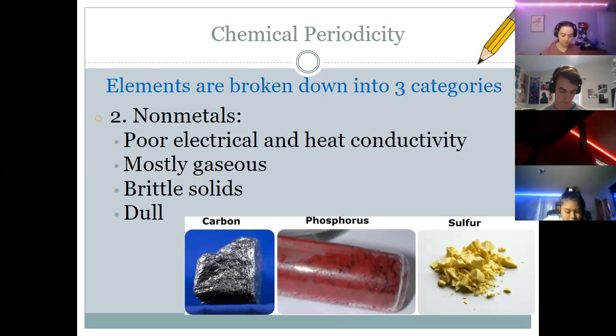And a good example is if you think about carbon. So carbon, room temperature, is a gas. But then when it comes into a solid form under enough pressure, it's coal, and coal is very brittle, and it's also dull.